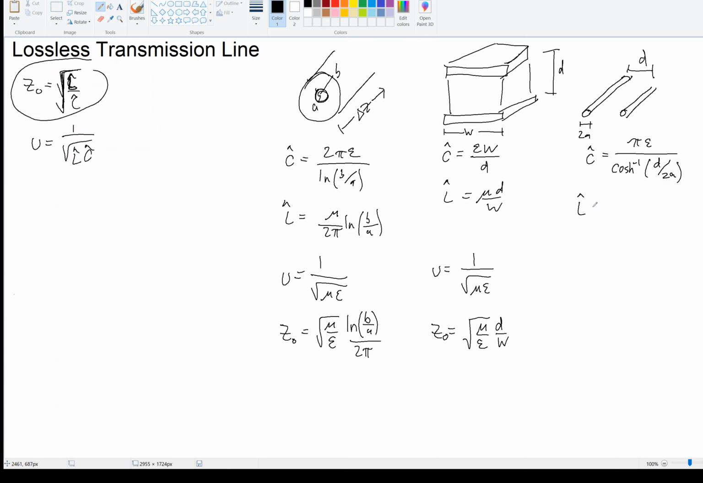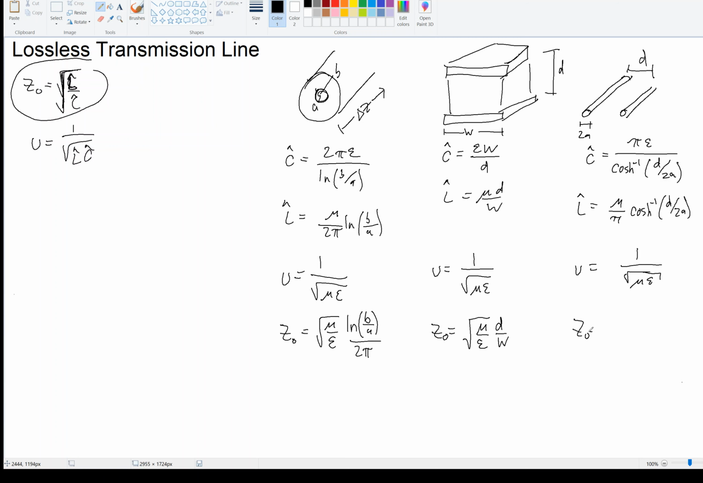and then the inductance was mu over pi hyperbolic cosine inverse of d over 2a. And so again, if you want the wave speed of an electromagnetic wave in a twin lead, 1 over the square root of L hat C hat, you'll see a lot of things cancel here, and you get, again, the same speed. So the electromagnetic wave travels at the same speed in each of these 3 transmission lines. It's independent of the geometry, the speed that is.